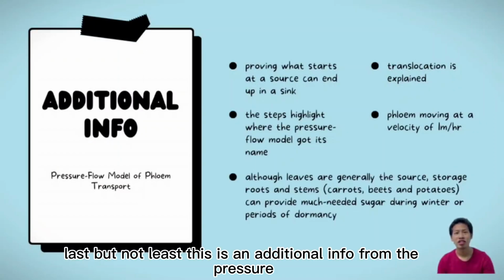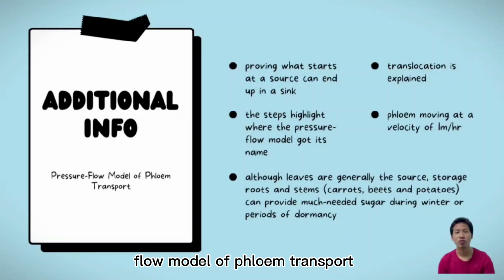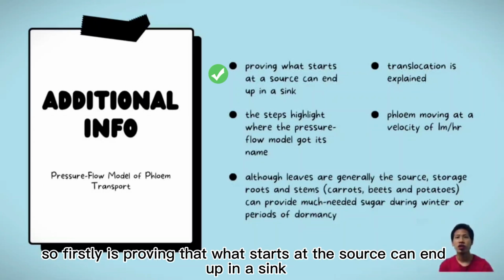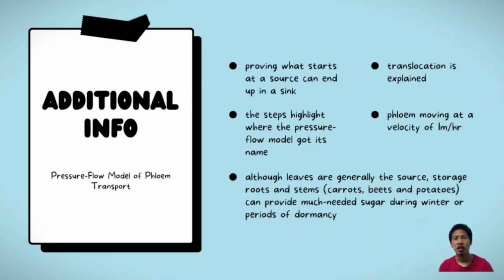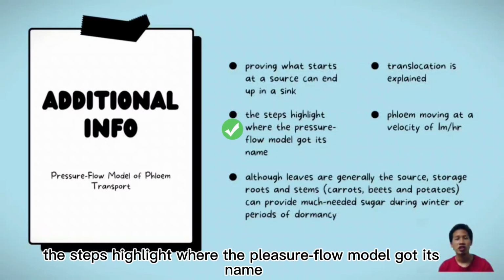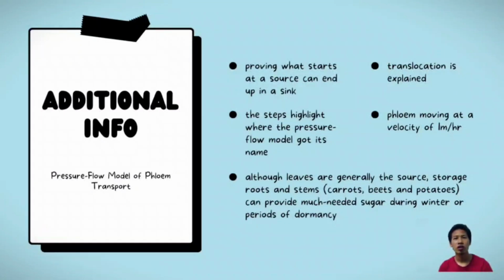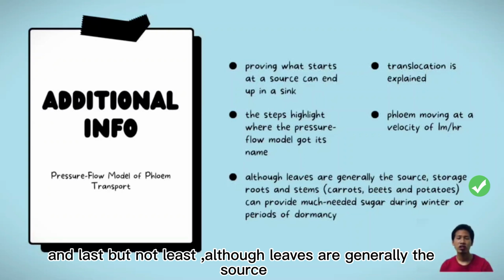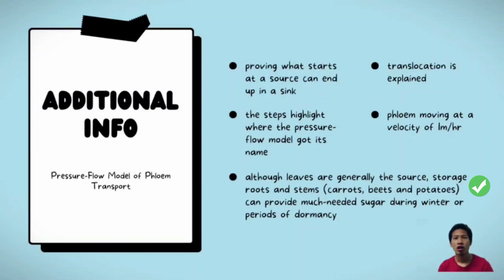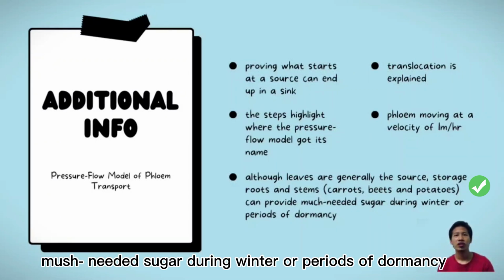Last but not least is the additional information from the pressure flow model of phloem transport. Firstly, it proves that pressure starts at the source and ends at the sink. It explains translocation. This step highlights where the pressure flow model got its name. The phloem moves at a velocity of 1 meter per hour. And although leaves are generally the source, storage roots and stems, such as carrots, potatoes, and beets, can provide much needed sugar during winter or periods of dormancy.